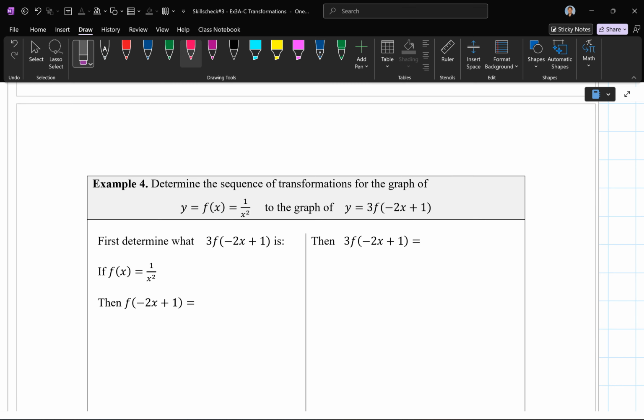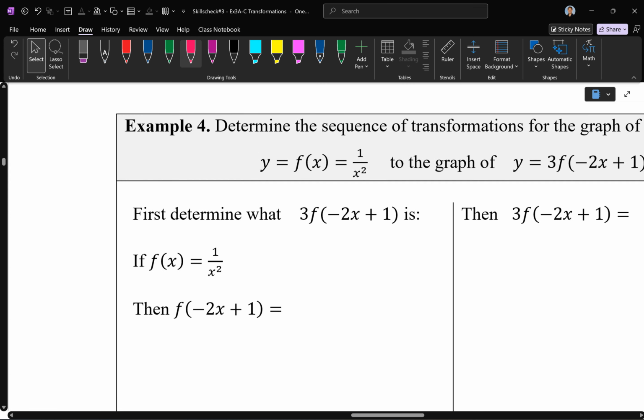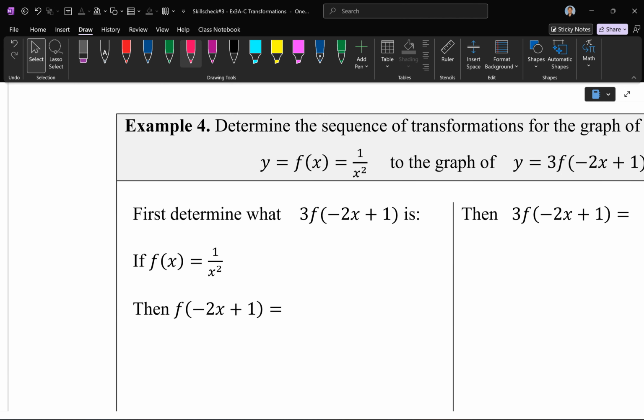Let's start from here. So first determine, what does 3f of negative 2x plus 1 truly mean? Well, we know f of x is 1 on x squared. Whatever the x is, if I put a 1 here, then you put a 1 where the x is, so it'll be 1 squared there. If you put a 2 here, then it becomes 2 squared there. So when you say f of negative 2x plus 1, what you're saying is I'm replacing the x with negative 2x plus 1. What's the 3? Well, the 3 is timesing the function. This is the function, so you're doing 3 times 1 on x squared there.